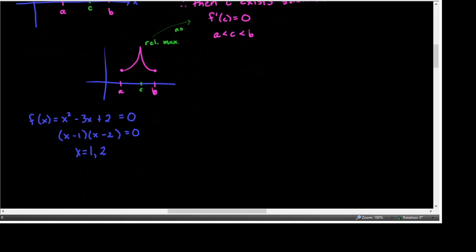And then we're supposed to show that f prime of x equals 0 at some point between the two x-intercepts. Okay? So since f is a polynomial, we know it's differentiable on the entire real line, so it's differentiable on any subinterval of that.